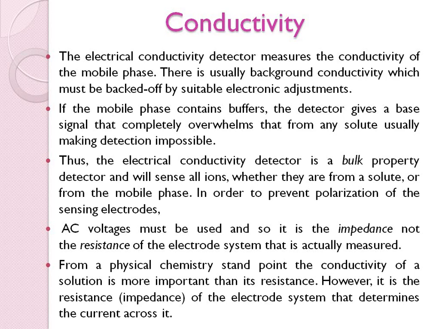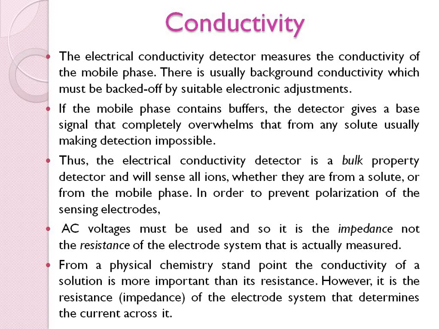If the mobile phase contains buffer, the detector gives a base signal that completely overwhelms that from any solute, usually making detection impossible. Thus, the electrical conductivity detector is a bulk property detector and senses all ions, whether they are from a solute or from the mobile phase, in order to prevent polarization of sensing electrodes.